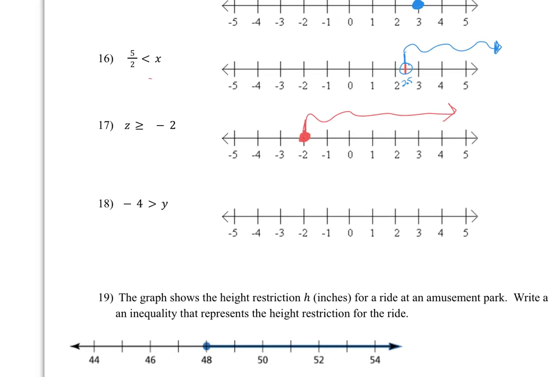Last one. -4 is greater than y. Open or close circle? Open. What number? -4. Awesome. Are we shading left or right? Left. Okay. I only have one number visible to check, but that's fine. -4 is greater than -5. That is true. Okay. If I were to replace it with -3 there, that wouldn't hold true.